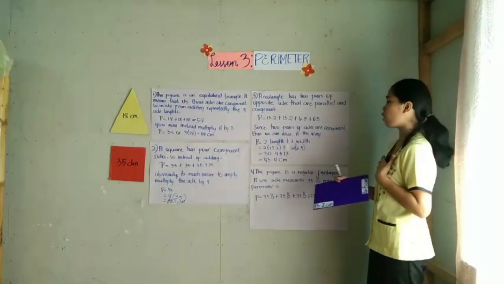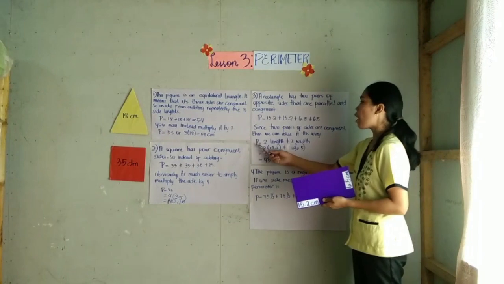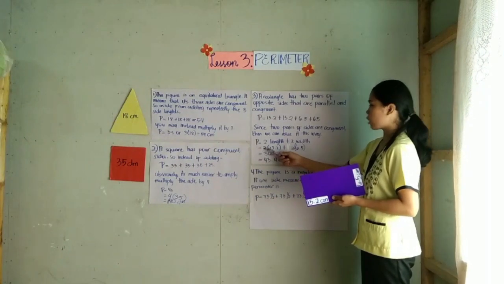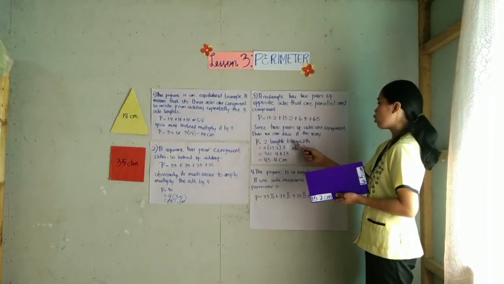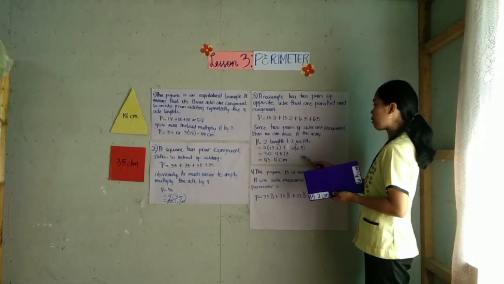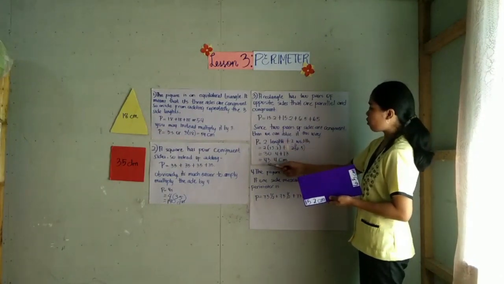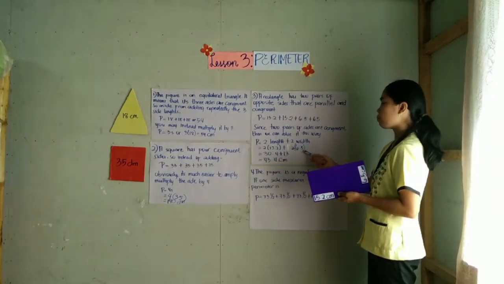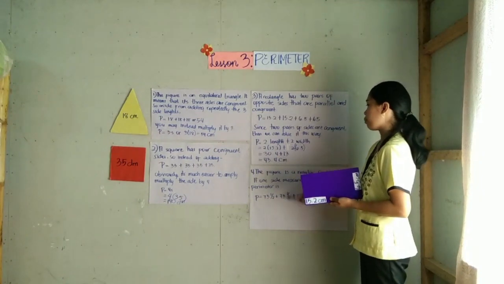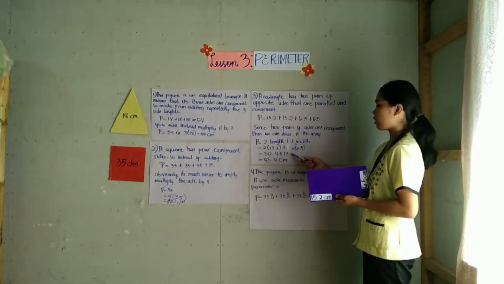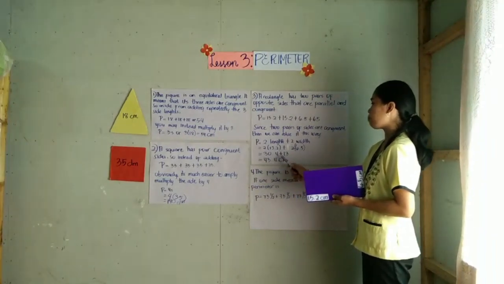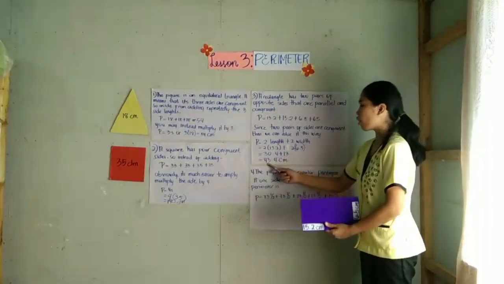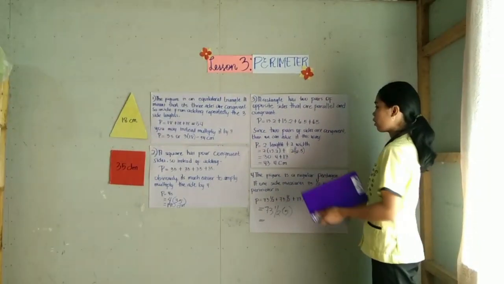So another way on how we are going to solve this is: perimeter is equal to 2 times length plus 2 times width. So equals 2 times 15.2 plus 2 times 6.5. We will multiply first: 2 times 15.2 is equal to 30.4 and 2 times 6.5 is equal to 13. So 30.4 plus 13 is equal to 43.4 centimeter. Therefore, the perimeter of this rectangle is 43.4 centimeter.